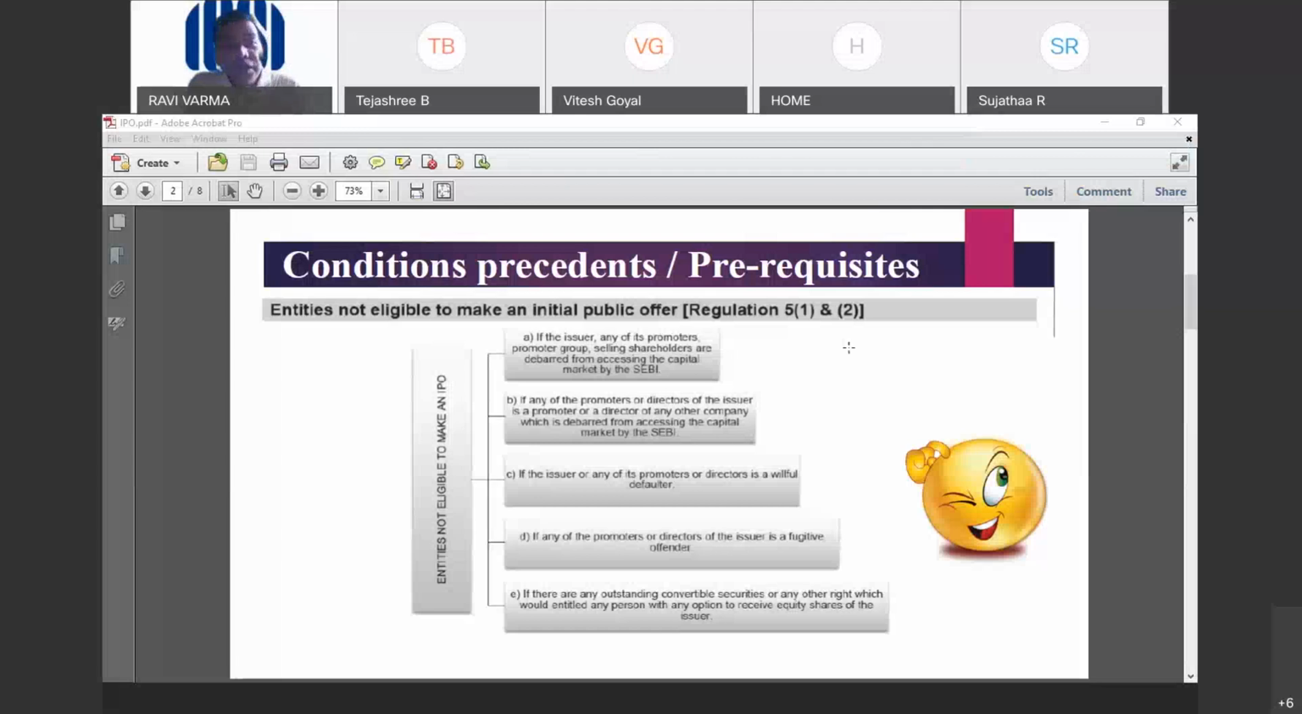BOW stands for: B means barred from the market, O means offender, fugitive offender, and W is willful defaulter. So now we can easily remember these conditions to write in our conditions precedent.